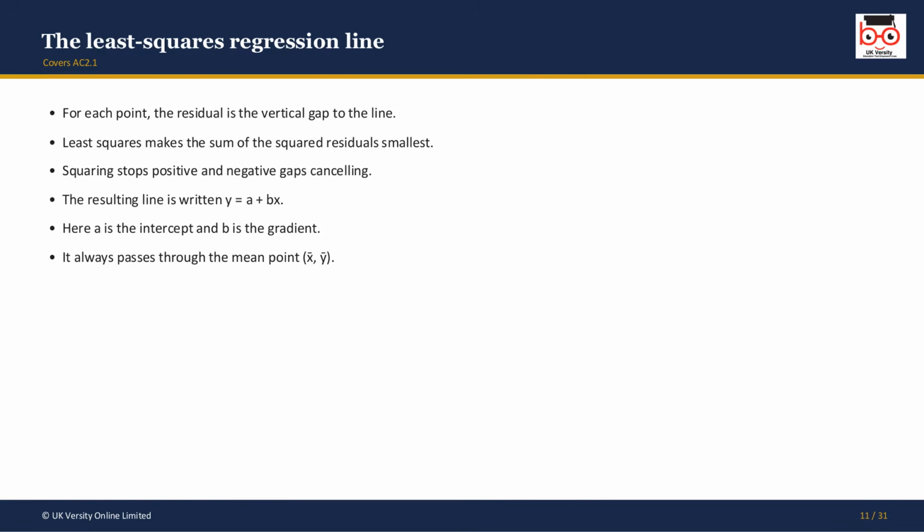Here's the idea behind least squares. For each point, the residual is the vertical gap between it and the line. Least squares chooses the line that makes the sum of the squared residuals as small as possible, and we square them so that positive and negative gaps don't simply cancel out.